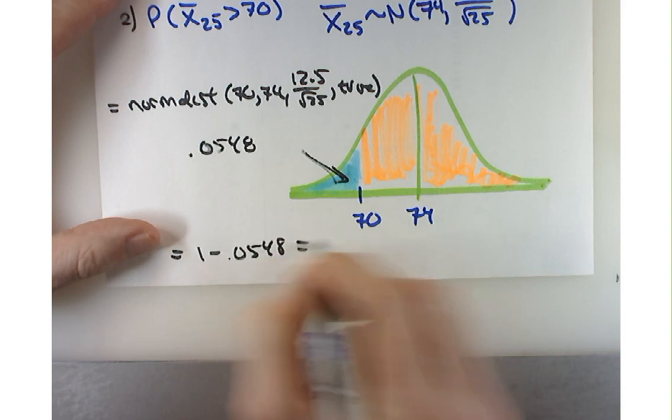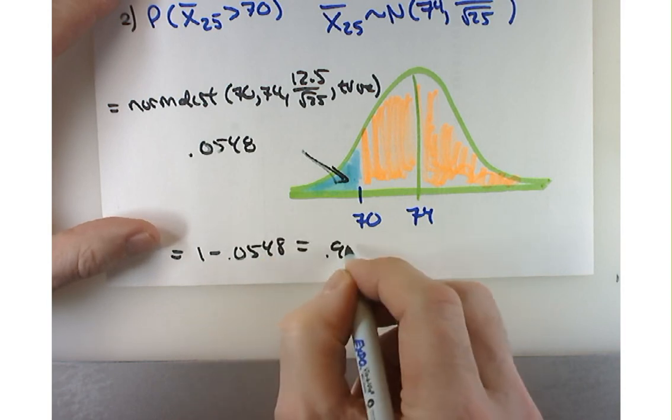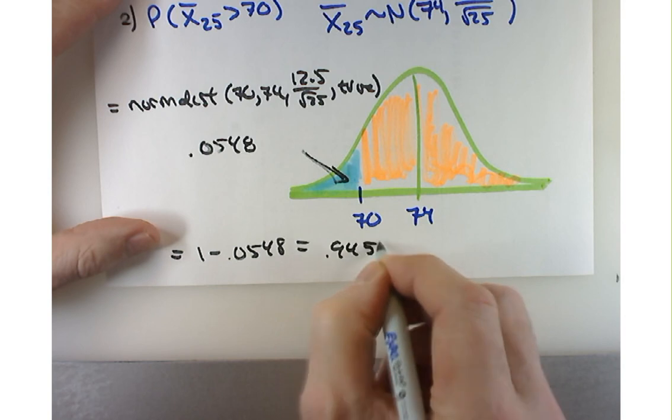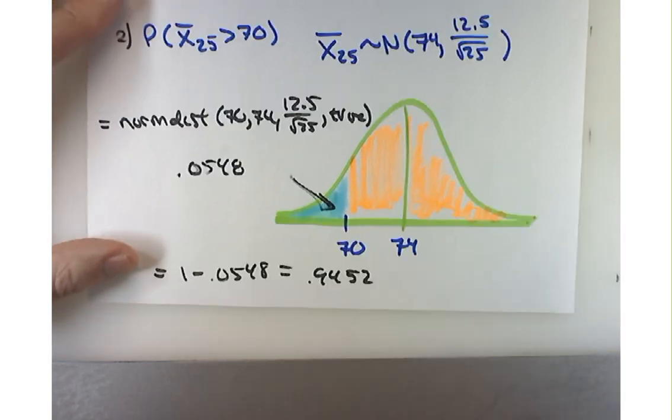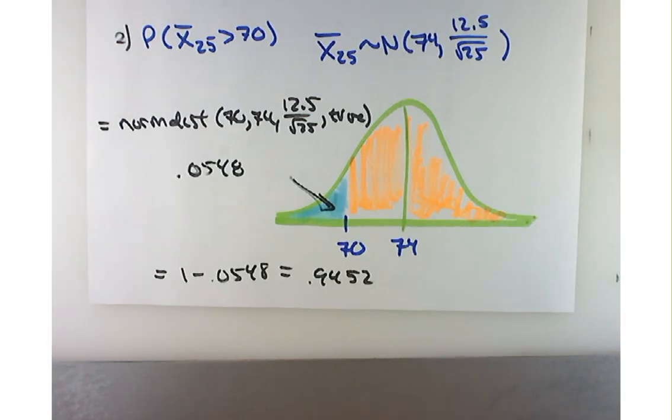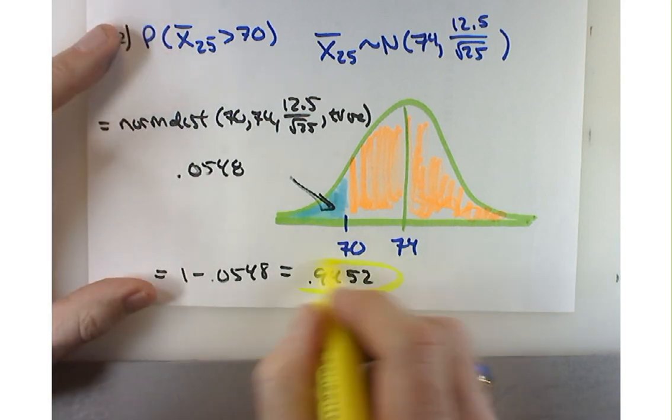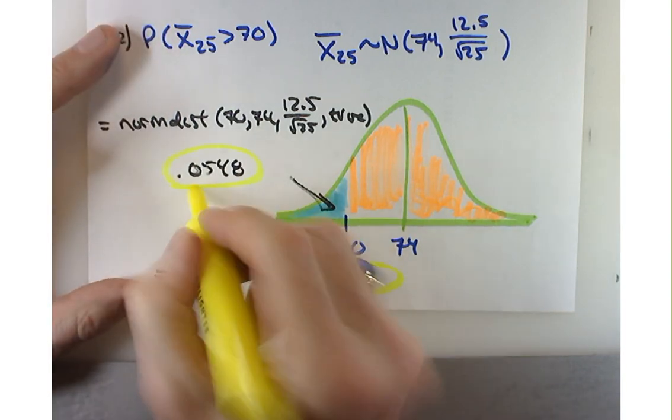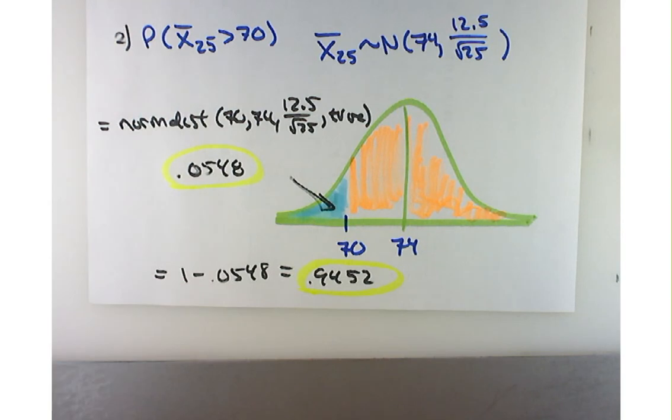1 minus 0.0548 equals 0.9452. Yay. Beautiful. So 2 parts to these types of problems, generally speaking. They're not always that way, but generally speaking, that's what they're going to look like.